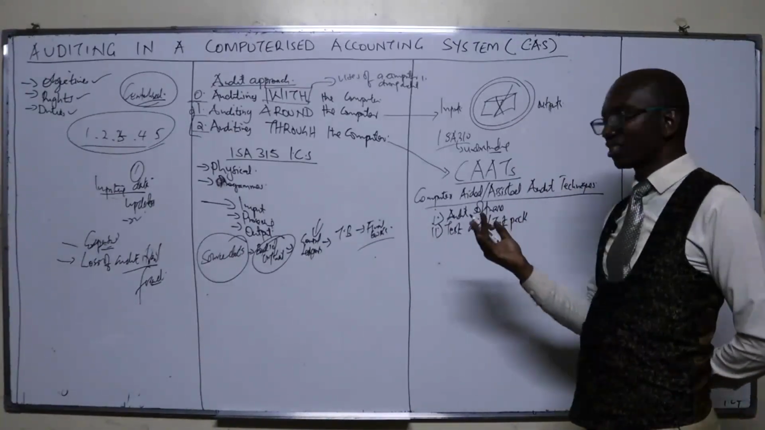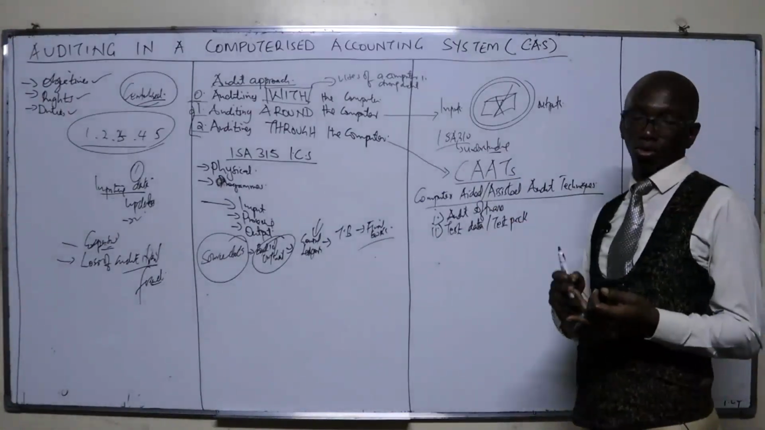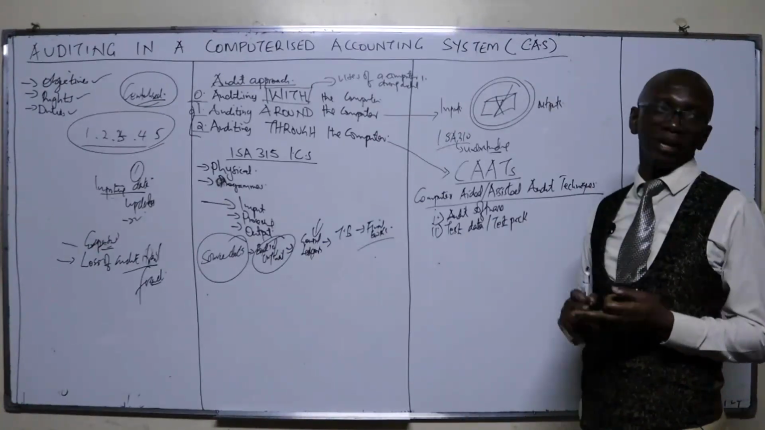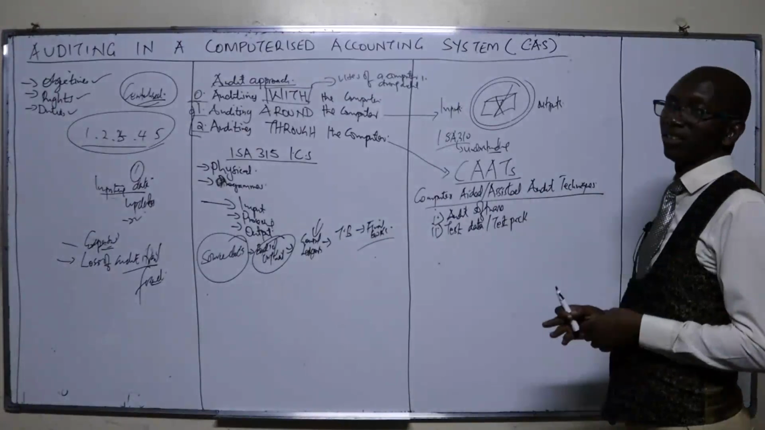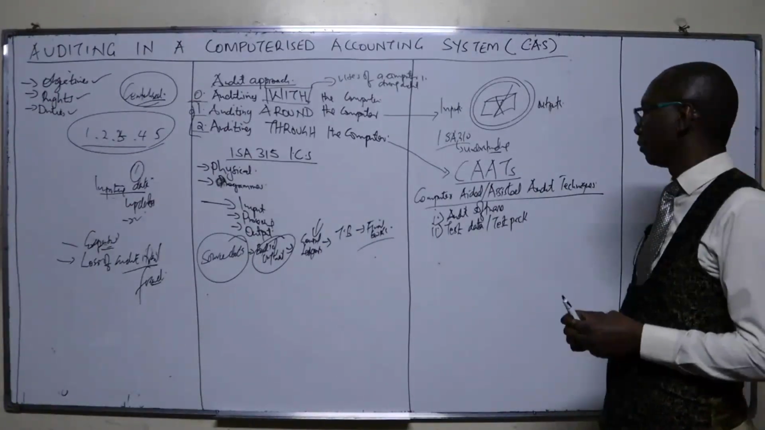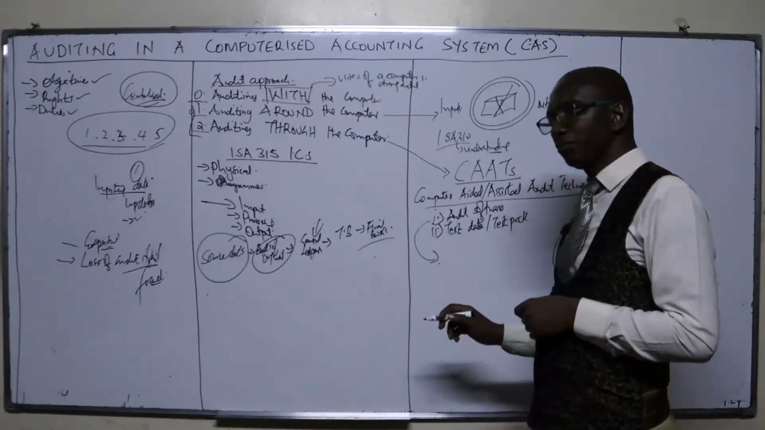We have three layers when it comes to computers. We talk of hardware, we talk of software, we talk of humanware, me and you. Hardware, the physical components. Software, the programs. Now, programs, we have three types of programs.